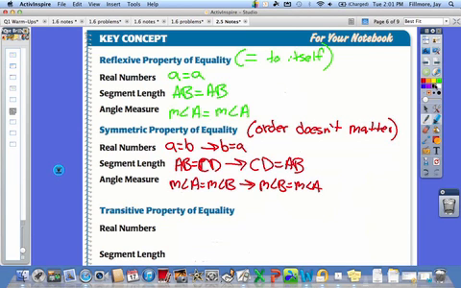Now you've seen that before in algebra. If I were to solve an equation and say that 4 equals x, or if you ended up with x equals 4, both are saying the same thing. So both are okay. That's using your symmetric property. The order does not matter. You can rewrite it either way.